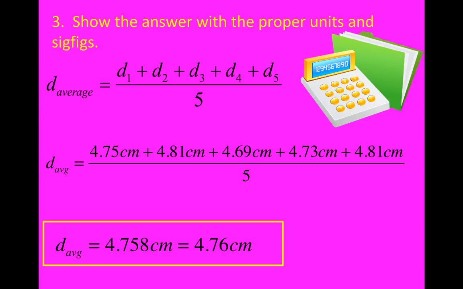Now we have to round to the correct number of sig figs. Well, we're adding, and if you look closely at all those diameters that are included in the equation above, they all go out to the hundredths place. Every single one of them. So what that tells me, without doing a whole lot of underlining and figuring, is that my answer is going to have to be rounded to the hundredths place. So if you look at the answer that came out on the calculator, 4.758, the 8 will round the 5, so I'm going to change the 5 to a 6, and I get 4.76 centimeters as the answer.